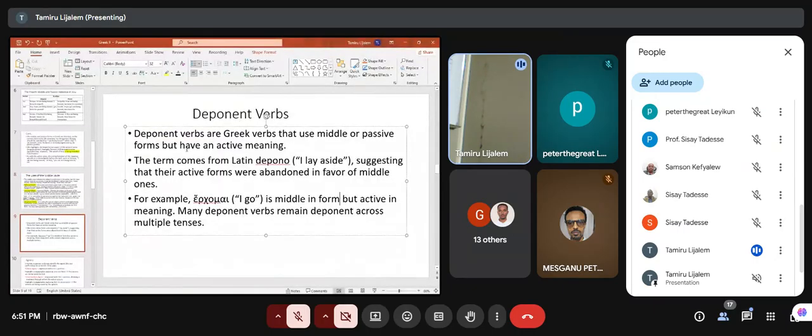The other one that we need to discuss is deponent verbs. Deponent verbs have passive or middle form but have active meaning. The term comes from Latin depono, suggesting that their active forms were abandoned in favor of middle ones. For example, erchomai, go, is a middle form but active in meaning.